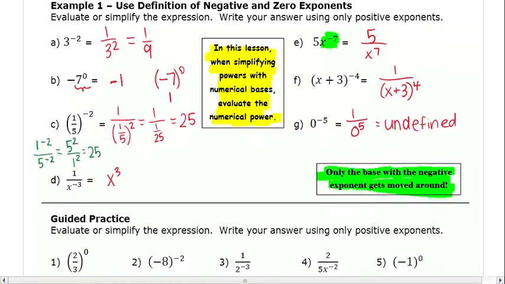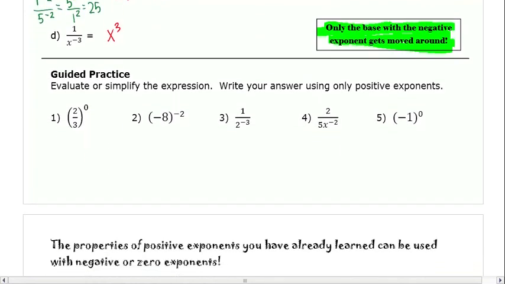Okay, so go ahead, pause the video, try your guided practice, and play when you're ready.